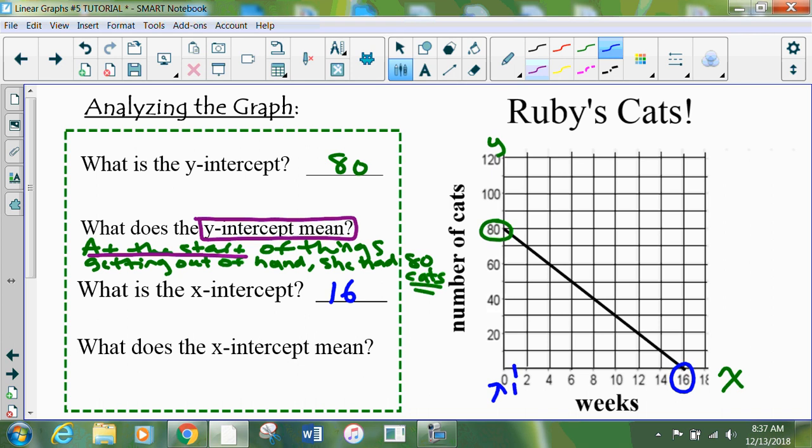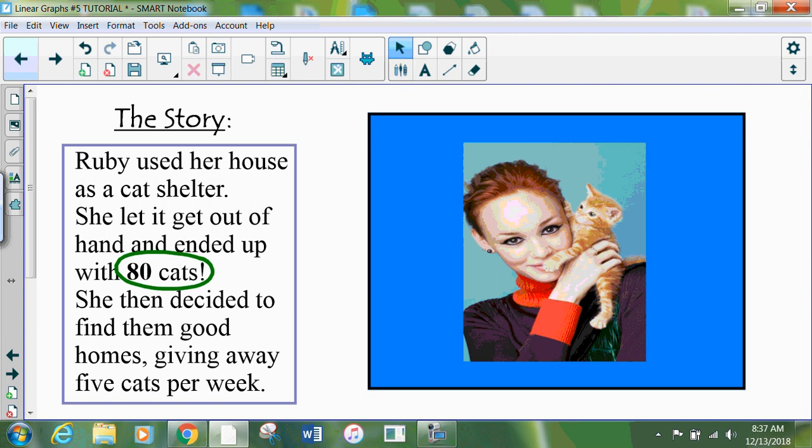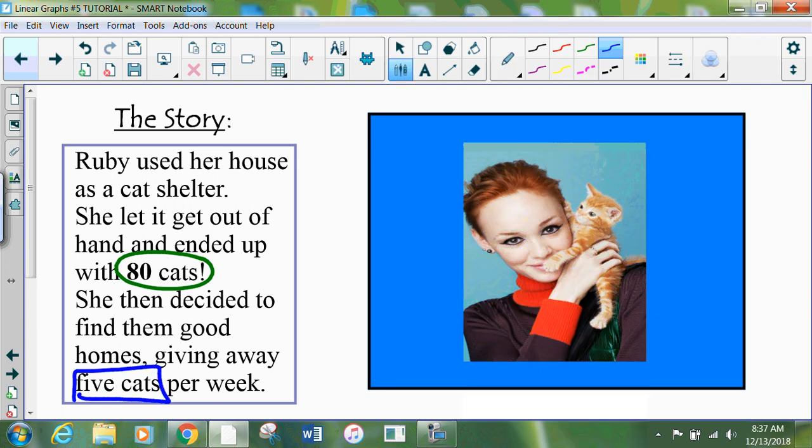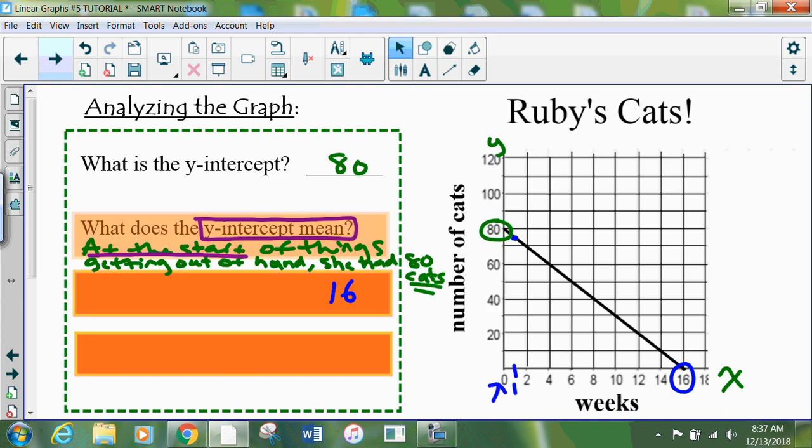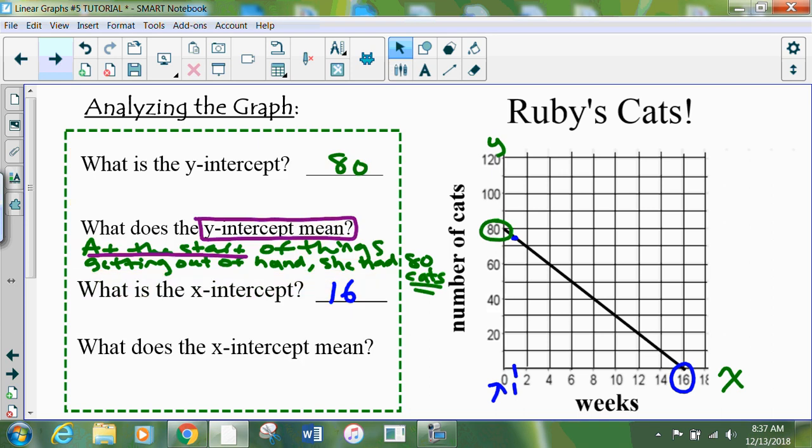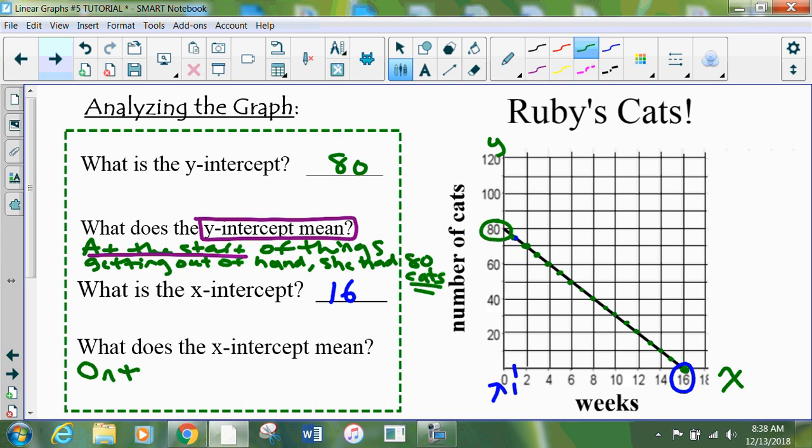So if we looked at after 1 week, we would see that she had given away 5 cats, right? Let's go back to the story. Sorry, I don't have it all on the same thing. But she decided to give away 5 cats per week. And so when we look back at what the 16 means, it means that as each week progressed, she gave away 5 cats the first week and another 5 cats the second week. She kept giving away 5 cats until finally, what happened on the 16th week? That's right, she had 0 cats. So by the 16th week, she had 0 cats left.